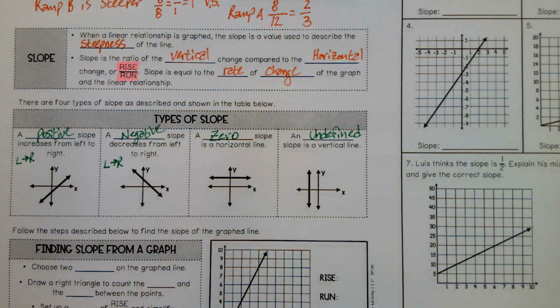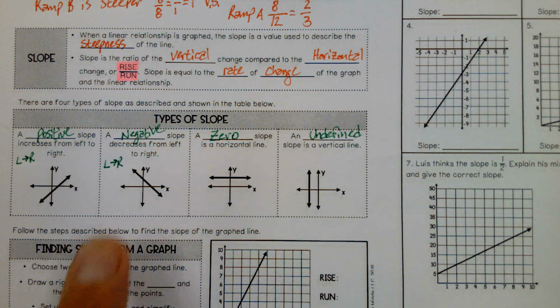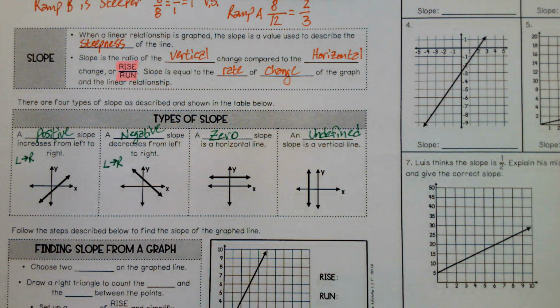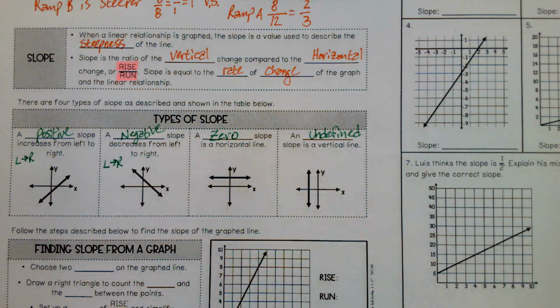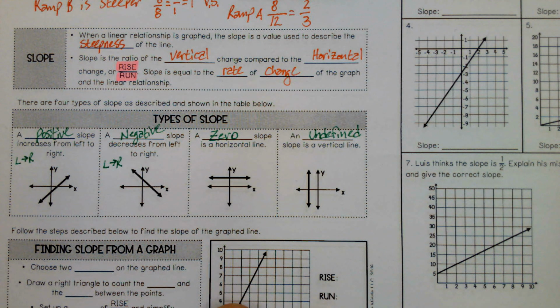And then if you have a perfectly vertical line like this one, this slope is called undefined. So you can have positive slopes, negative slopes, and that will be most of the cases. Every so often you'll have a zero slope or an undefined slope. Okay? Any questions?